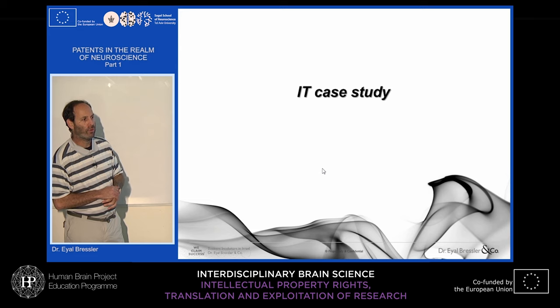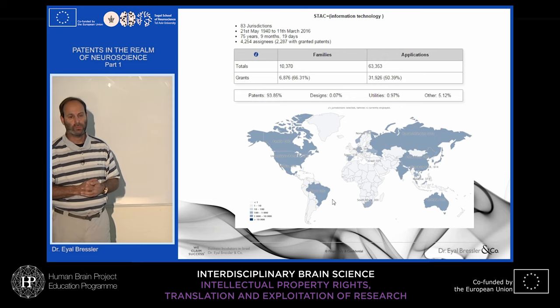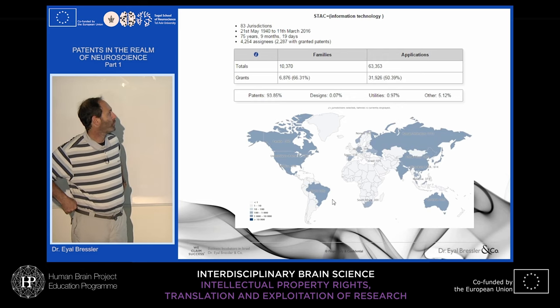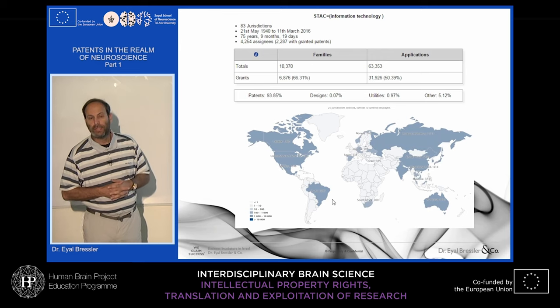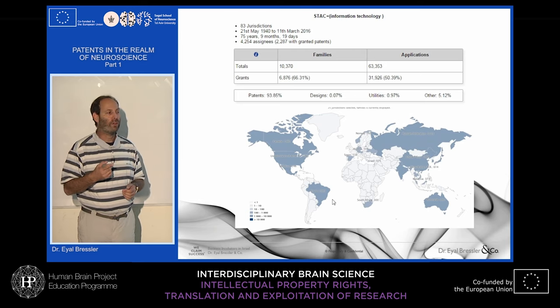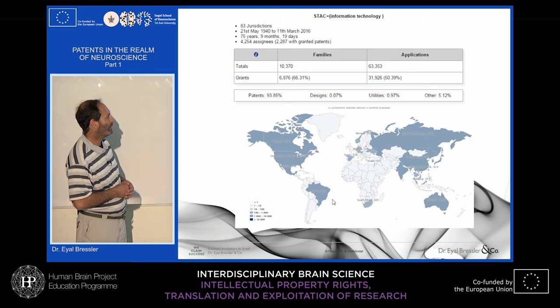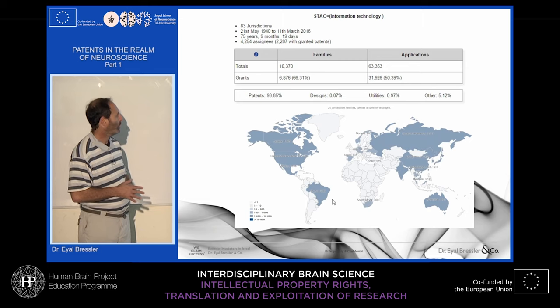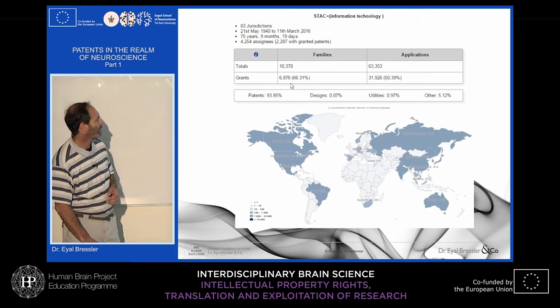So let's have a case study about IT. Let's look for information technology, the wide wording of information technology. The patents begin from the Second World War up to now. There are about 10,000 patents in this area, and each family provides us with six offsprings. So there are 10,000 first patents and more than 60,000 applications. The granting rate is about 67%, which is a very high number. And people file the patents both in the producers' and in the markets' countries. See also that Israel is shining there.